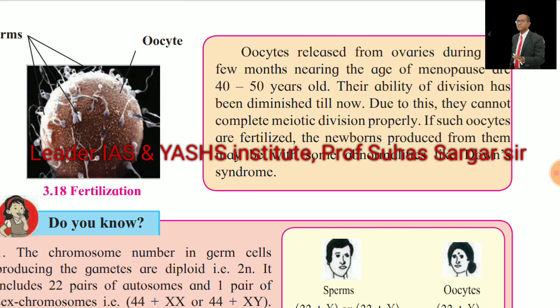In this box, the oocytes released from the ovaries during the last few months nearing menopause are 40 to 50 years old. Their ability of division has diminished by now. Due to this, they cannot complete meiotic division properly. If such oocytes are fertilized, the newborn produced from them may have some abnormalities like Down syndrome.